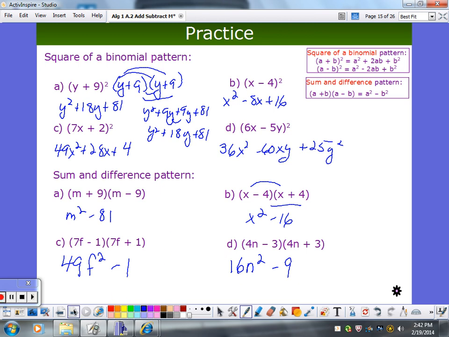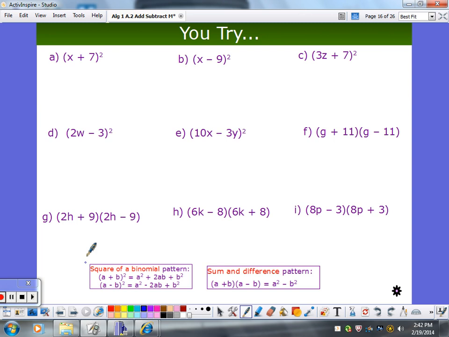Ready for your tries? Yes, we are. I'm going to just have you do a few of them, only because I want to make sure we get through everything. So I'm just going to circle a couple of them that I want you to do. If you get past these and want to do more, great. But do at least just those 4 right now.